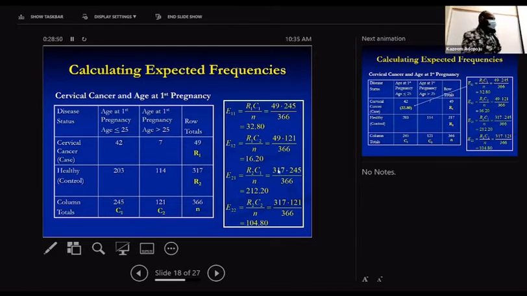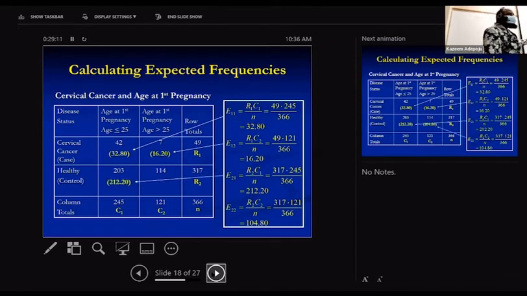Now, these are the expected values, and I can write them like this. What am I trying to say? That is the expected for the observed. 42 is the observed; expected is 32.80. The expected for 7 is 16.20. The expected for 203 is 212.20, and the expected for 114 is 104.80. I think I just walked you through how I computed that.